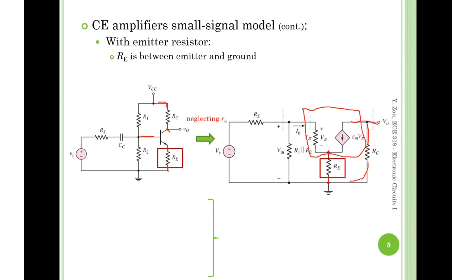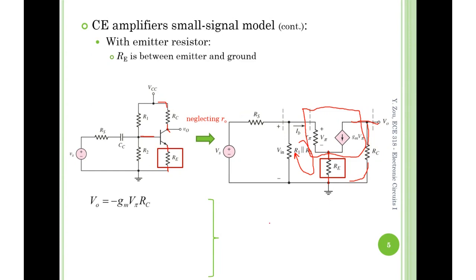All right, let's talk about the solution. First, I'm receiving a question: could you do V in equals V pi plus VE? The answer is yes. This is the KVL inside this loop. We have done something similar back in the MOSFET circuit. Of course, you need to take care of the VE. So let's see the solution.